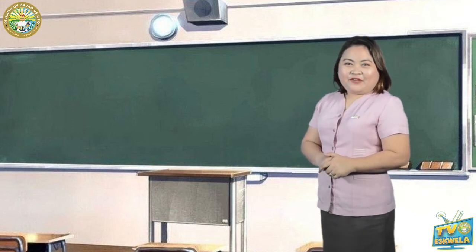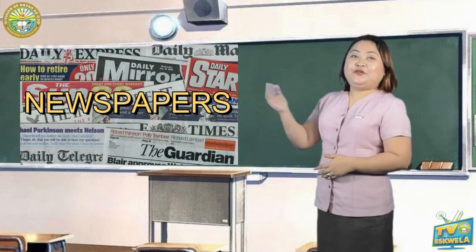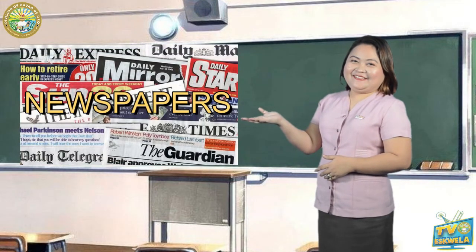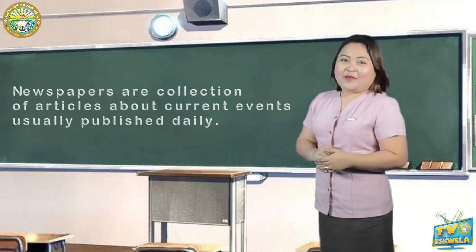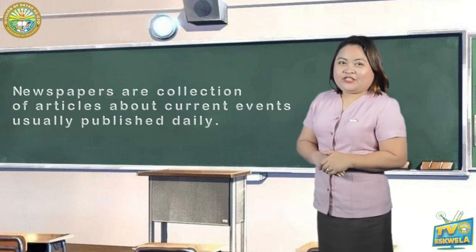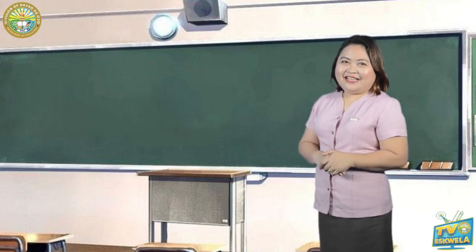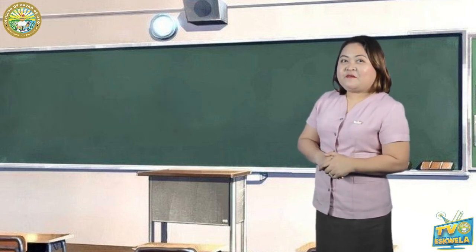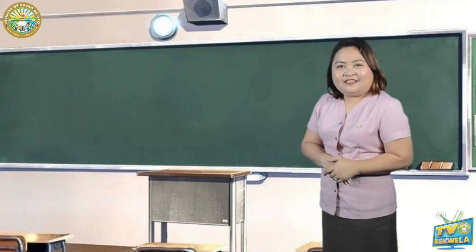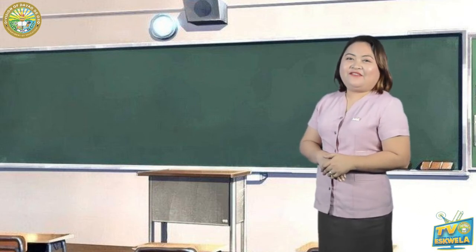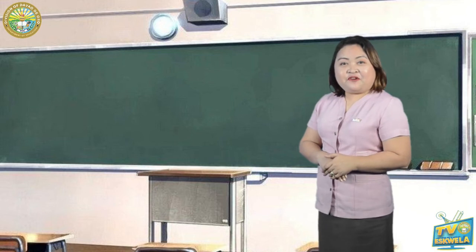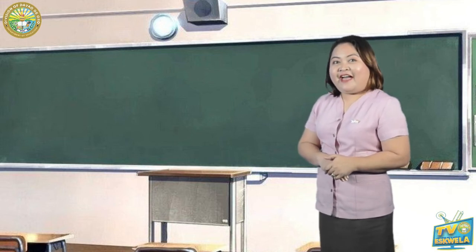The next type of information source are newspapers. Newspapers are a collection of articles about current events, usually published daily. If you are looking for current information about international, national, and local events, this is the information source you need to check out.